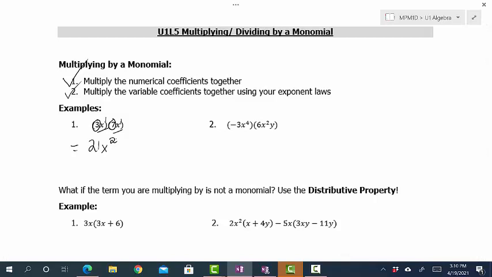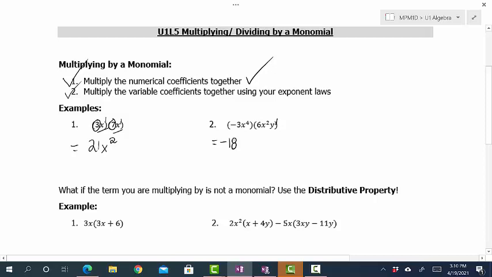Okay, example 2. Negative 3x to the power of 4 times 6x squared y. And remember that y has a little 1 with it. Okay, so first multiply the numerical coefficients together. So multiply those two numbers together. So the negative 3 times the 6, so we get negative 18.